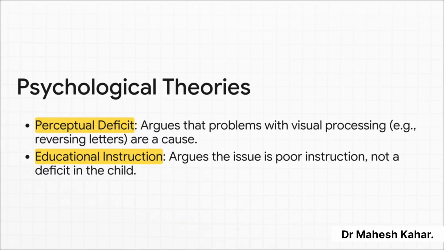Now, from the psychological side, some of the older theories pointed to things like perceptual deficits, the idea that kids were literally seeing letters backward. But a more modern theory actually flips the script. It suggests that maybe the problem isn't a deficit in the child, but a deficit in how we teach. The truth is, most experts today agree it's not one or the other. It's a complex dance between a person's biology and their environment.